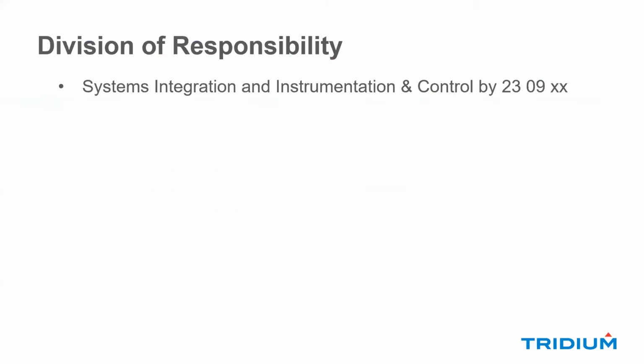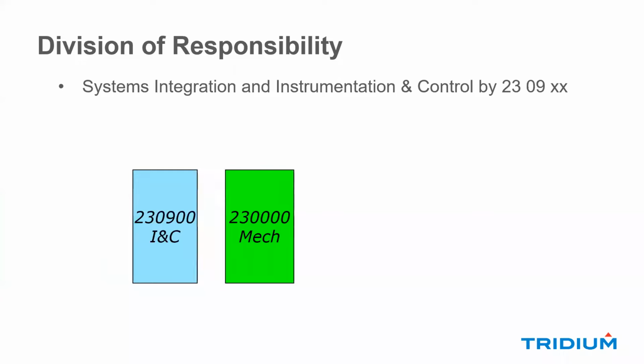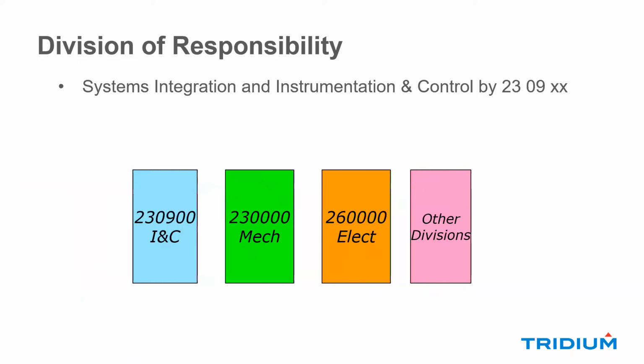So let's talk about division of responsibility. For many years, 230900 was the standard control and instrumentation control spec. That, along with the mechanical section, 260000 being the electrical spec, but now there's so many other divisions we have to deal with. Some of the technologies have separate divisions now. Even fire and security have been broken out in separate divisions on some guide specs.